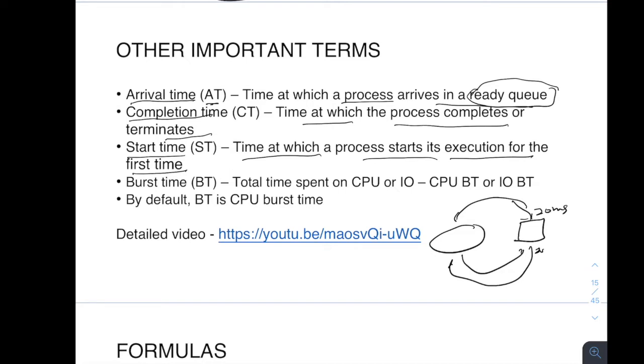Now burst time or BT is the total time spent on CPU or IO. If it is CPU burst time, that means the total time spent on the CPU. IO burst time means the total time spent on the IO. By default, if BT is given, it should be CPU burst time unless it is mentioned that IO is there. In most cases, you will not see IO. In case IO is there, they will mention it separately: IO burst time and CPU burst time.